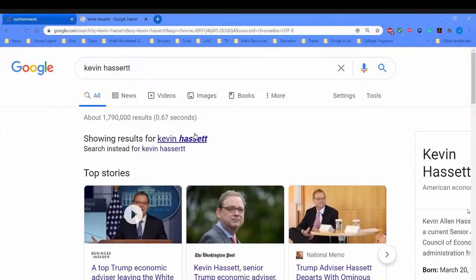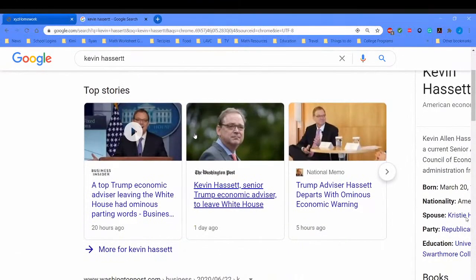Who the heck is Kevin Hassert? Kevin Hassert is one of Trump's economic advisors. He has no background in making a prediction for COVID. Now, Donald Trump thought that COVID would end on May 15th. And if you listen to Pence and you listen to Donald Trump, they had said, hey, May 15th, it's going to be over. No matter what we do, it's going to be over.